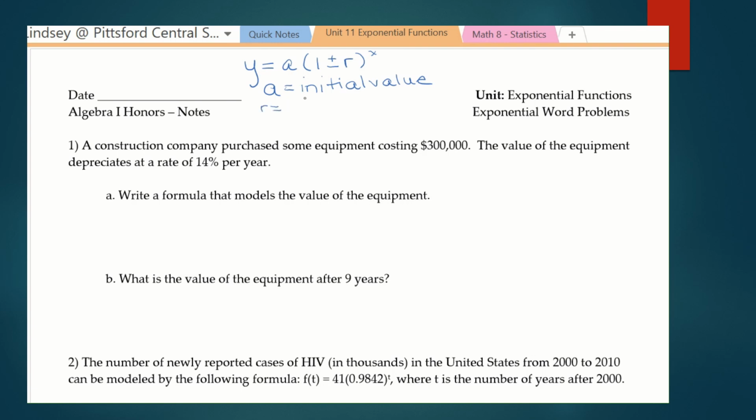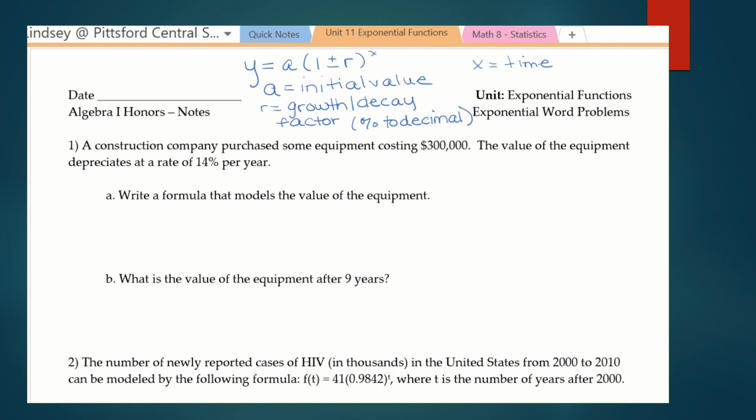R is the growth or decay factor. Now again, this is going to be given to us as a percentage. So we're going to take this percent and we're going to turn it into a decimal to represent our R value. So we're actually going to be working backwards from what we were doing last week. And then last but not least, X represents time. So some sort of time that has passed based on the problem.